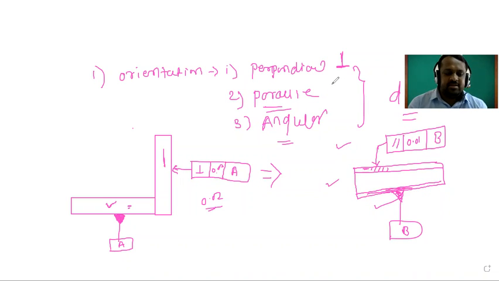And the parallelism symbol is shown like this. Then angularity like this. Again here datum is required. We can write C or A. Then tell me.